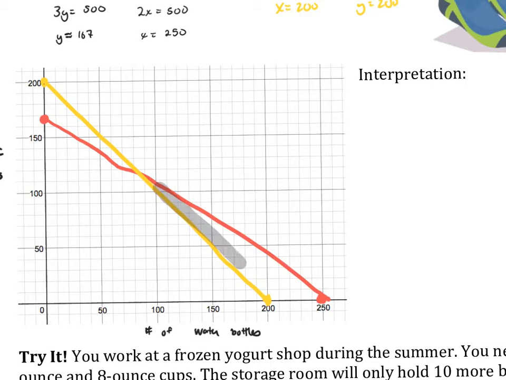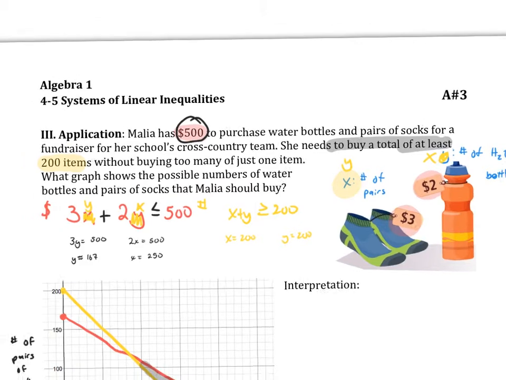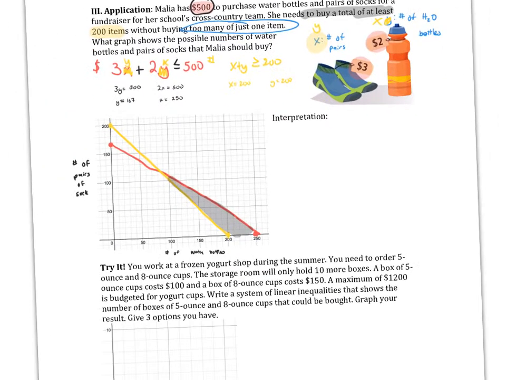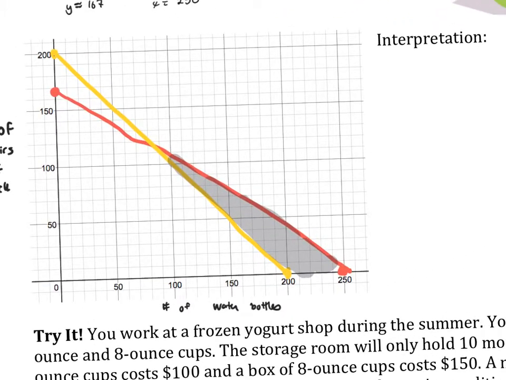Now there's also a practical aspect of things here. Notice that a phrase in here says she needs to buy a total of at least 200 without buying too many of just one item. Well, that's sort of a subjective component here. But if she did buy only water bottles, it would be somewhere on this line here. If she bought too many water bottles, it'll probably be just here, because notice right here, at 50 pairs of socks, it's anything over there. So my guess is that if we were going to consider things, we would nix that out and focus just on this part right here and above, in that region.